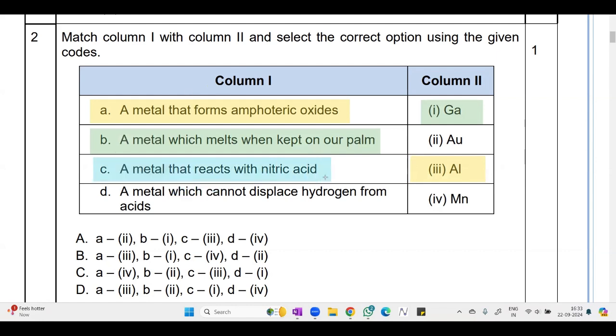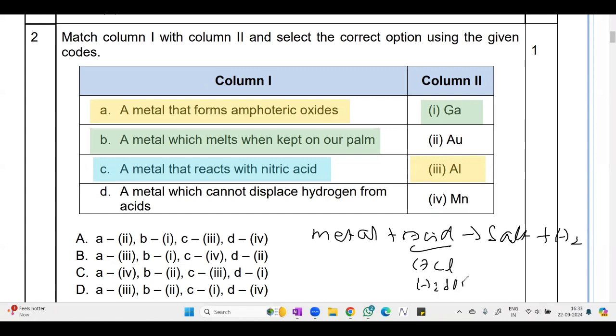The next is a metal that reacts with nitric acid. You should know that metals react with acid to produce salt and hydrogen gas. That is the general reaction we know. But this is true for hydrochloric acid and for H2SO4, sulfuric acid. In case of nitric acid, HNO3, hydrogen gas is not produced because nitric acid is a strong oxidizing agent. It oxidizes hydrogen to produce water and itself gets reduced to any of its oxides of nitrogen.